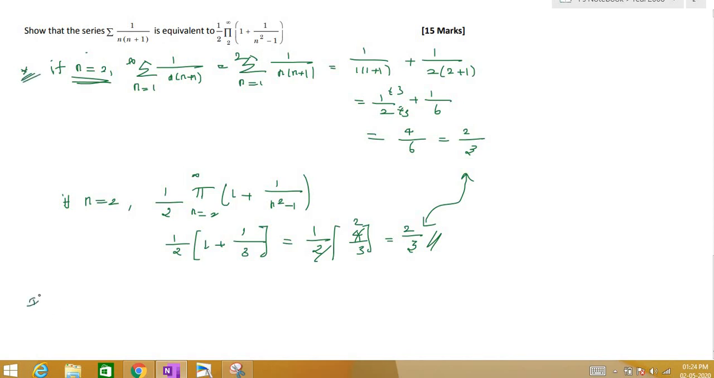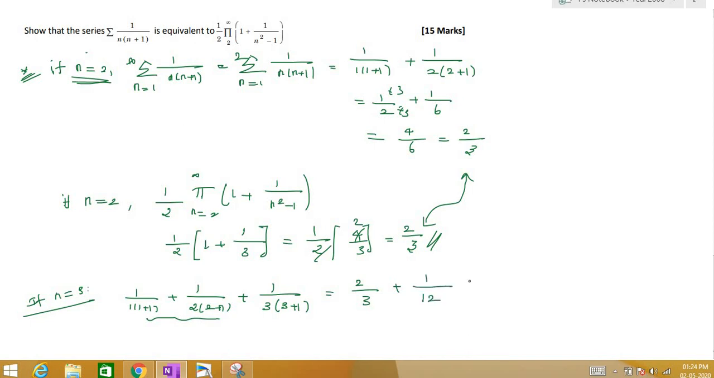So what will happen if n is equal to 3? We have to add the first three terms, that is 1 by 1 into (1 plus 1), plus 1 by the second term 2 into (2 plus 1), plus the third term 1 by 3 into (3 plus 1). We know the answer for the first two terms, which is 2 by 3, plus this will be equal to 1 by 12, right? If I take LCM, this will be 8 plus 1, so 9 by 12, which is equal to 3 by 4. That is the sum of the first three terms is 3 by 4.